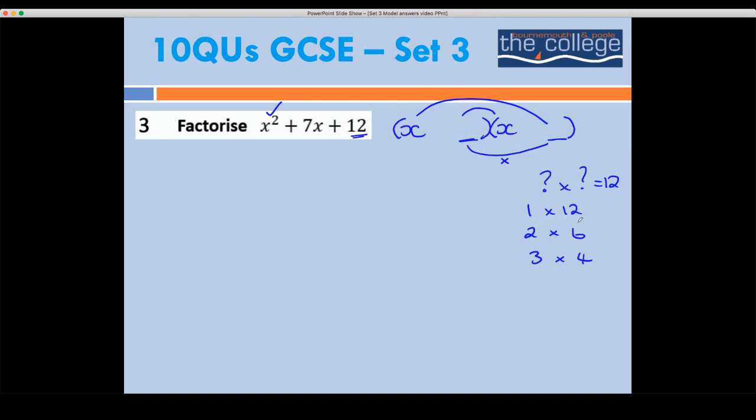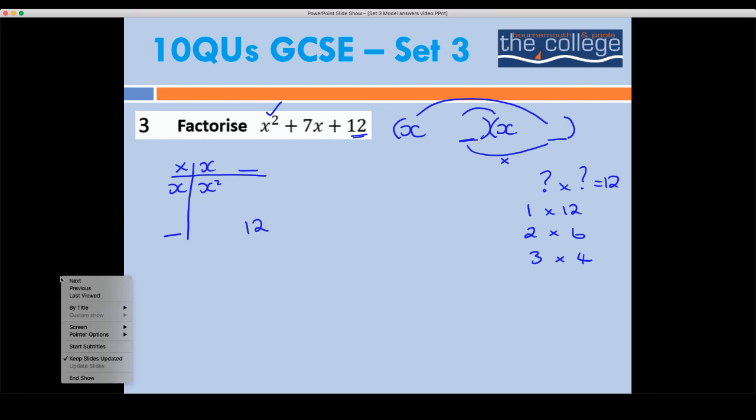So we're looking at a pair of numbers here. When you add them together, you get 7x. I'm just going to show you the grid method as well, because this might make it a little bit clearer for some of you. So we've got x there and x there, and something here and something here. So the x times x gives you x squared. That's sorted. Something times something gives you the 12. I'm just going to change my colour quickly so I can show you more easily something.